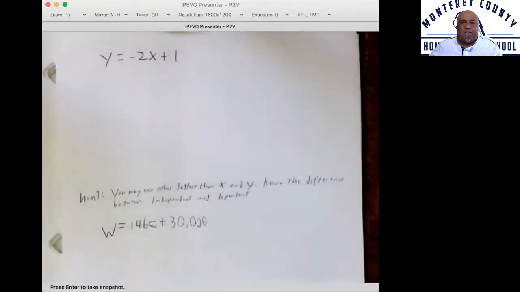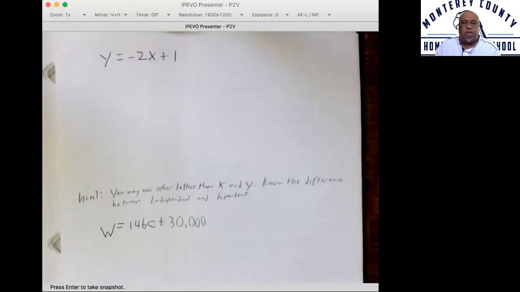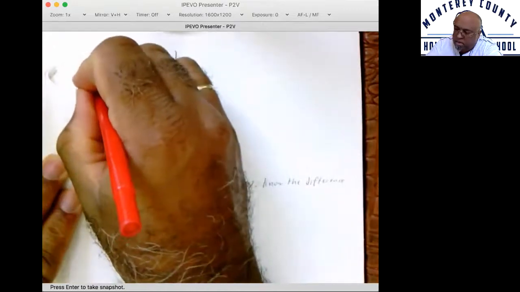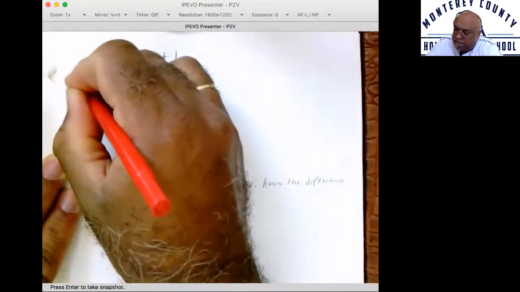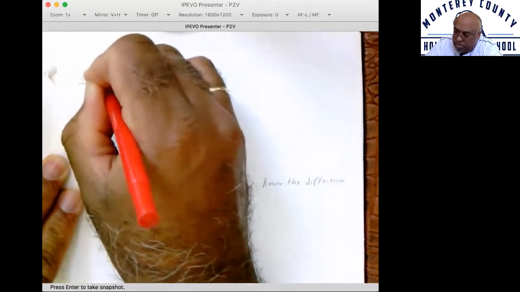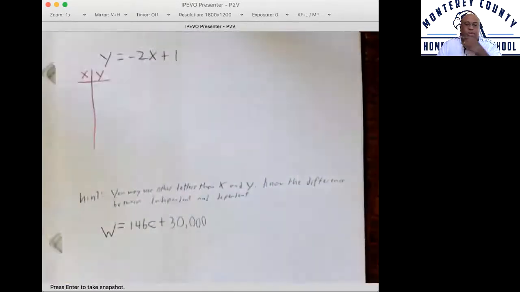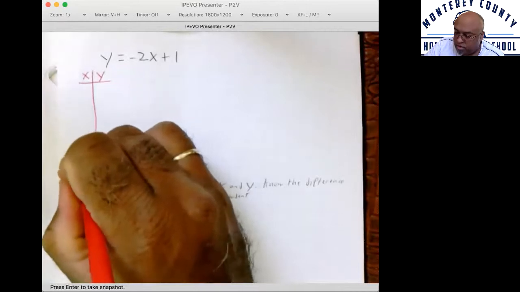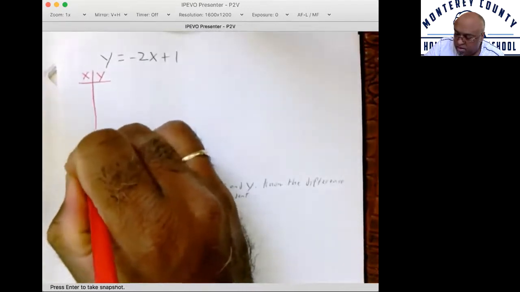Okay, so I have an equation here. Y is equal to -2x plus 1. The first step is to set up a table of values. A table can be done from left to right, usually like this. Sometimes you can also do a table like this.